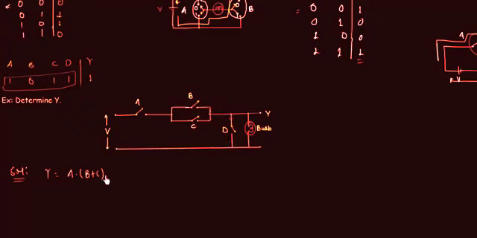So we will take D complement because it should be opened. A must be closed. Out of B and C, one must be closed and D must be open. So this is what we got if we do the analysis directly. This is the fastest way to find out the output Y. There is one other way also. Let's see how to find out the output in that case.